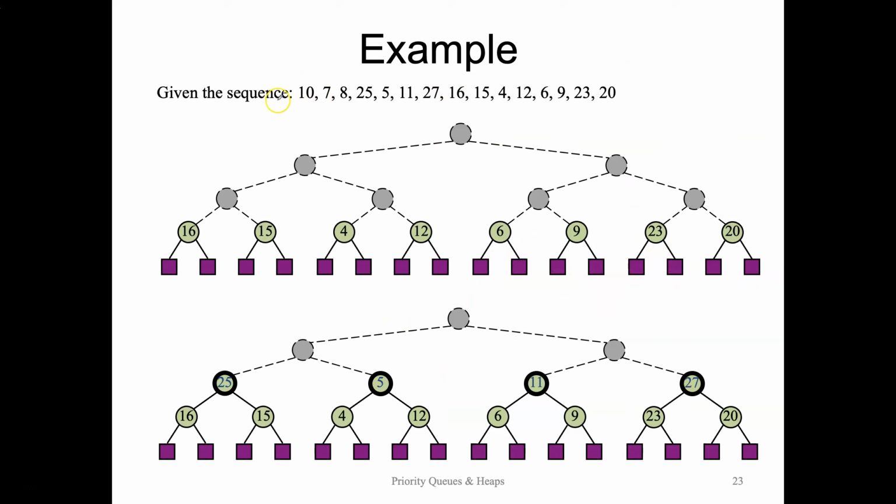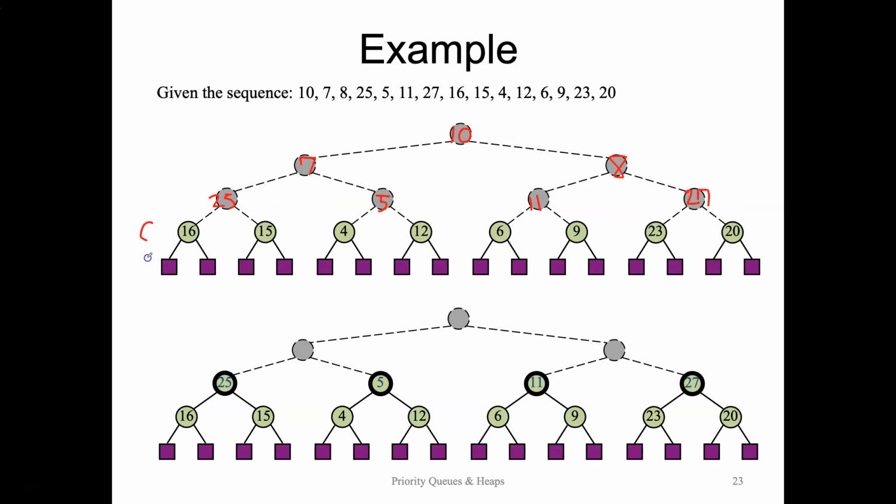So let's say we're given the sequence already, 10, 7, 8, this entire thing. The idea is we're going to first fill in a complete binary tree. So let me write in here, we've got 10, 7, 8, we're just going to fill this from the top to the bottom, each level from left to right. 8, 25, 5, 11, 27, and then the rest of them are already filled in here. I didn't write these in initially because these are just placeholders for the moment. We're just going to evaluate this level by level.